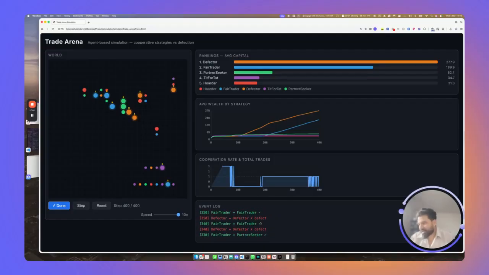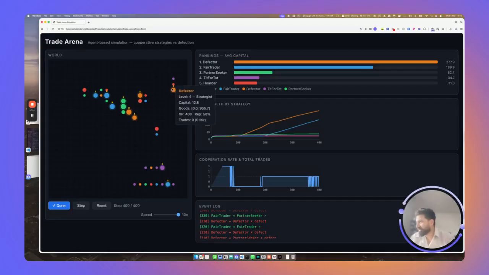Defector. So overall over time it has built up. Defector seems to have built more wealth, average capital, Fair Trader. So this time, average wealth by strategy, cooperation rate, and total. I'm going to continue exploring this. This is super amazing. Let's give this another run.